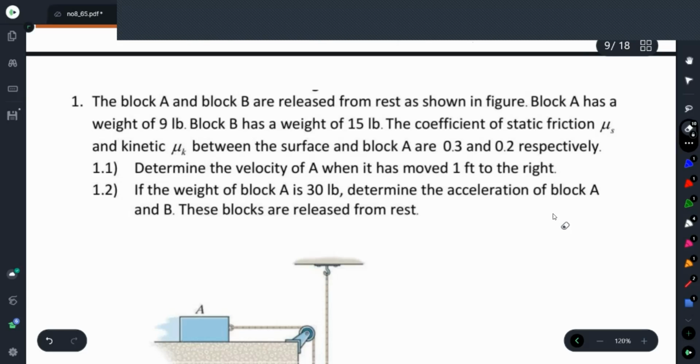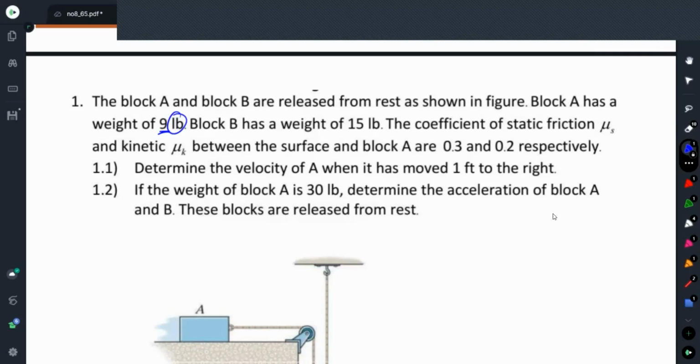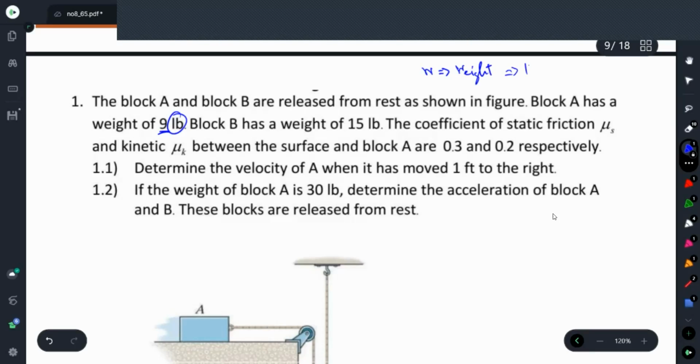Block A has a weight. Okay, now we have to review a little bit for the unit. For the US customary unit, the base unit is weight. Weight is the base unit, that is in pounds. But for the SI unit, mass is the base unit. Okay, that is a little bit different for the unit system.